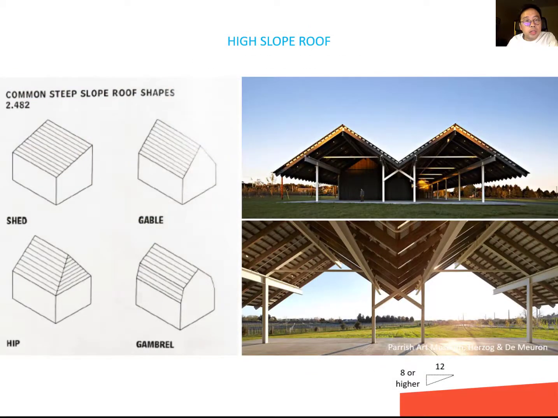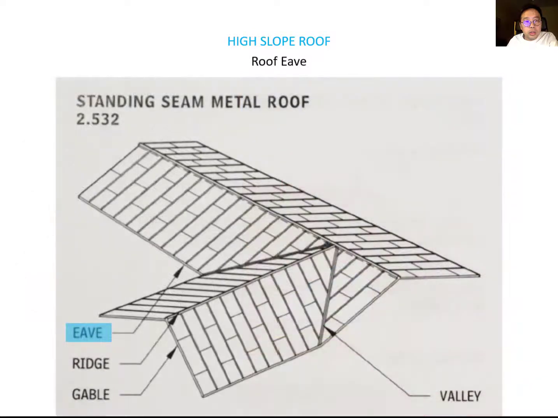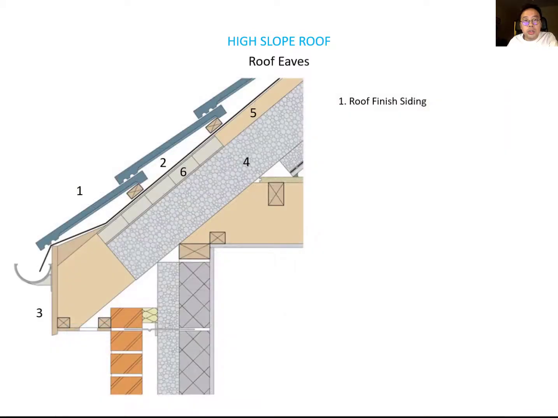So let's talk about the high slope roof. A high slope roof has a 12 span and an 8 or higher rise. It usually provides a tensioning impact when you use the high slope roof. So let's use the same terminology. It is called the belly, the eave, the ridge, and the gable. So let's look at some of the assemblage system here.